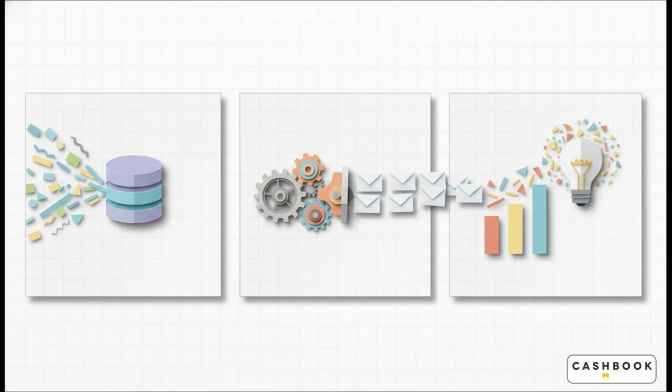So let's quickly recap. 1. Centralize your data. Having one source of truth will always beat spreadsheets. 2. Automate your communication. You'll save time and look more professional. And finally, 3. Turn your deductions data into real business insights. Don't just solve problems, prevent them.